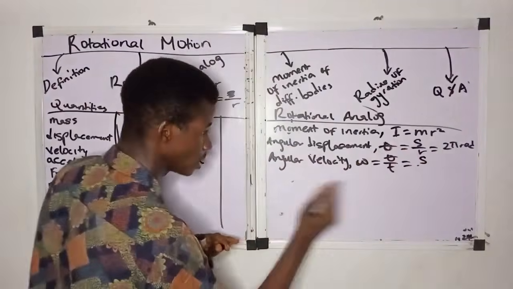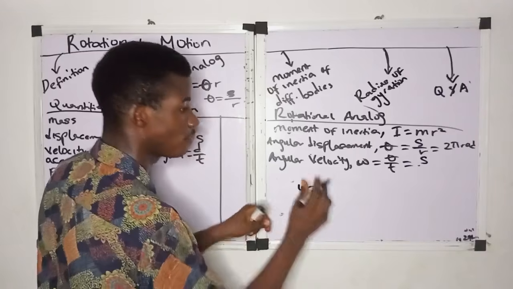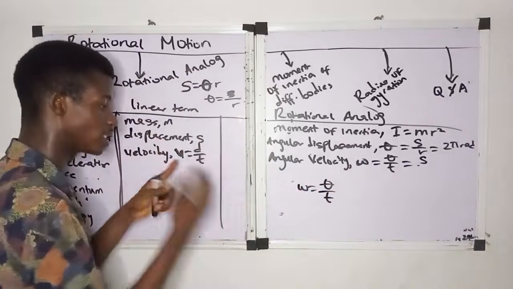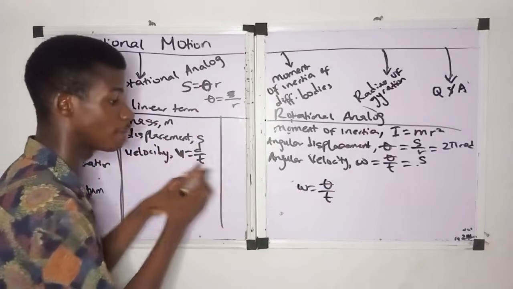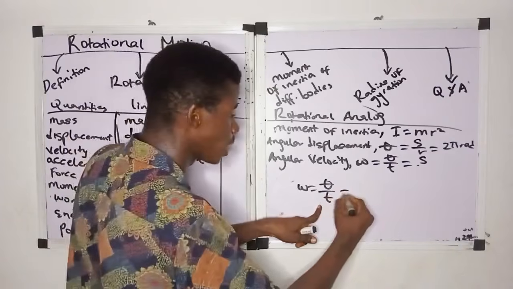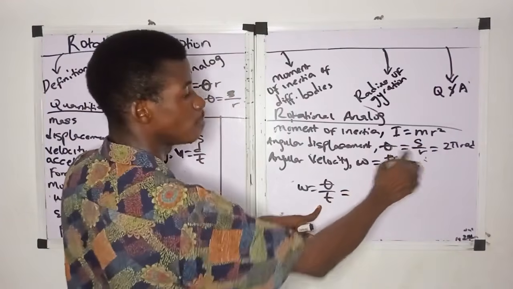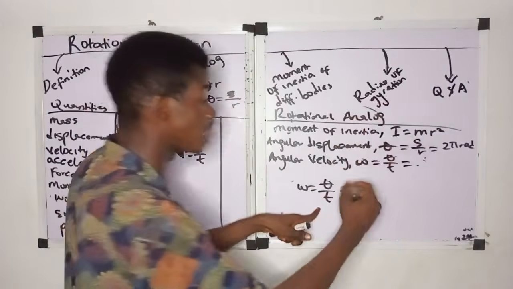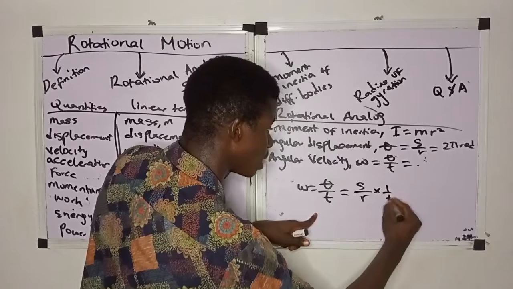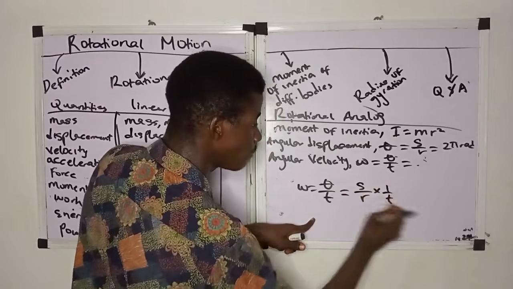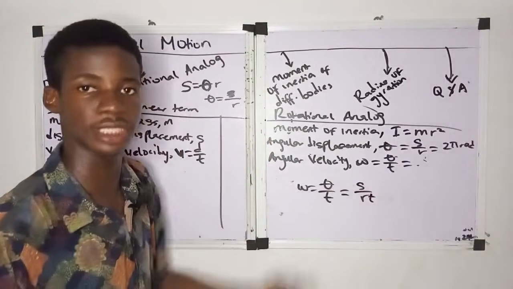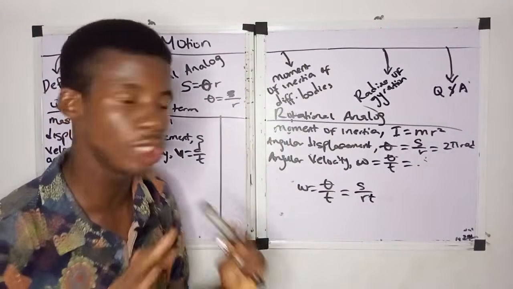Angular velocity is equal to angular displacement over time. From the linear term, velocity is displacement over time, so angular velocity will be angular displacement over time. Now, angular displacement is S over r, so we have S divided by r, and don't forget our t. So everything multiplied together gives S over r t. Are we done yet? No.